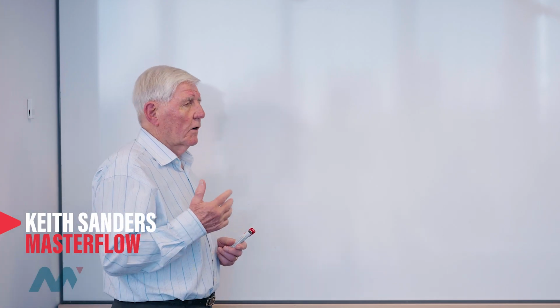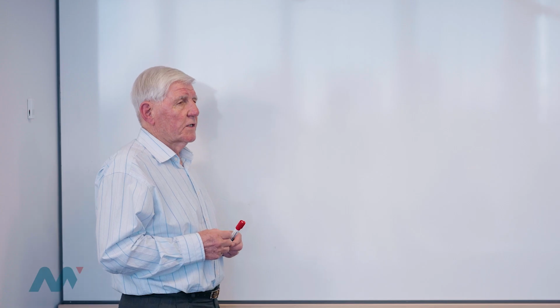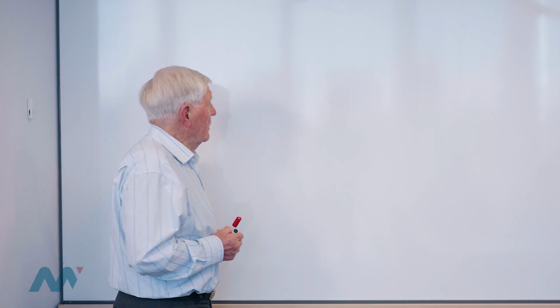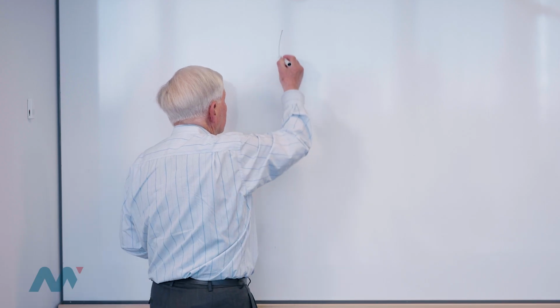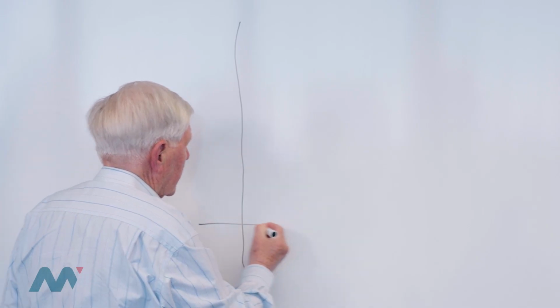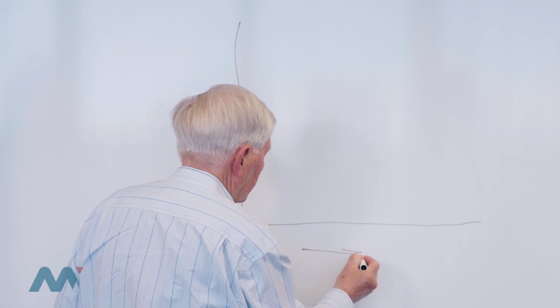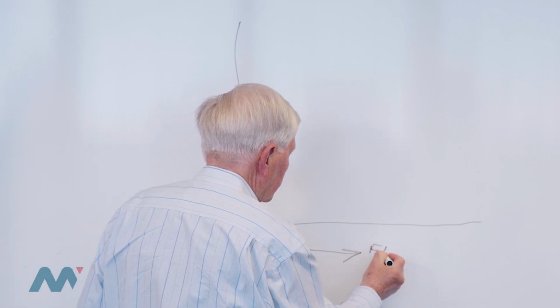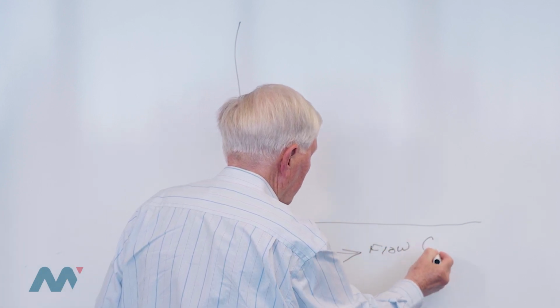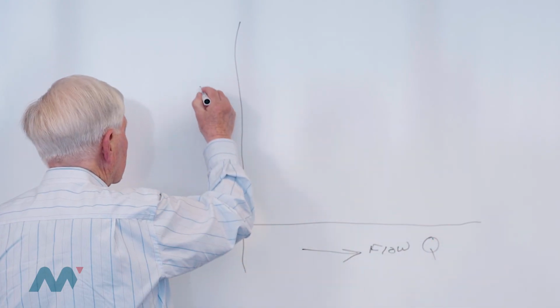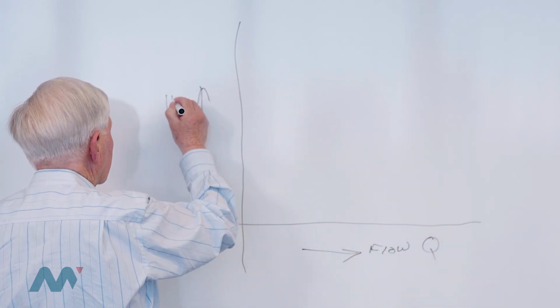In this session, we're going to talk a little bit about system curves. And system curves are really a graphical display of the resistance that the system offers to the pump. So if we look at a system curve, it's going to consist of flow in this direction, and it's going to consist of head in this direction.